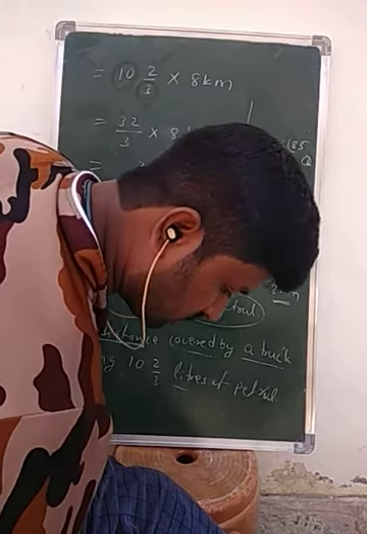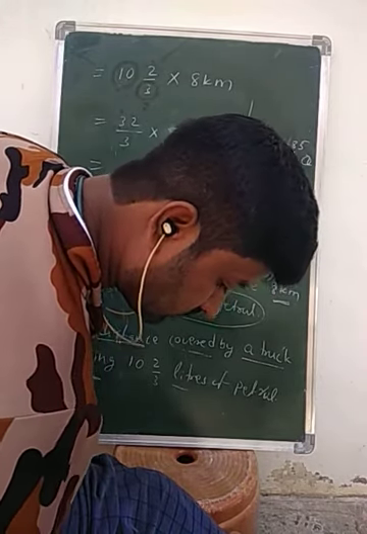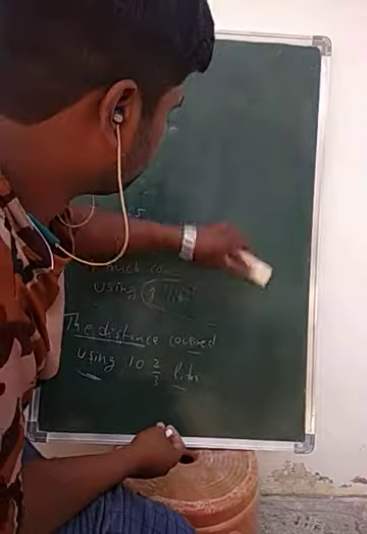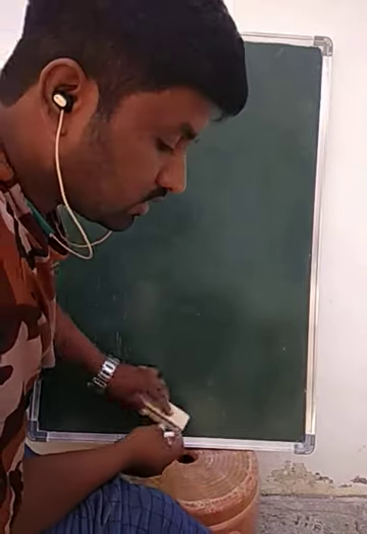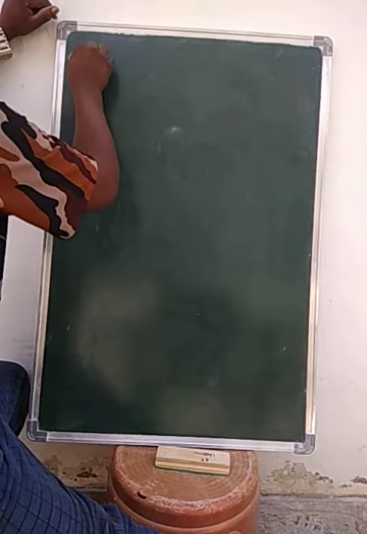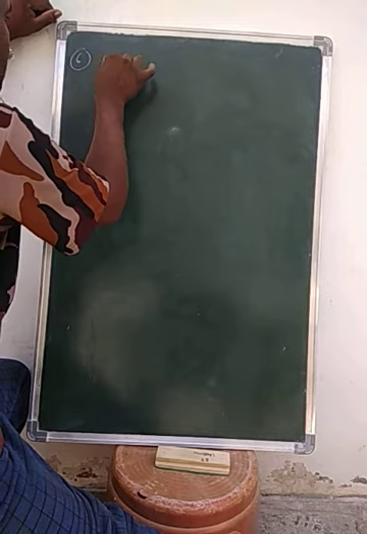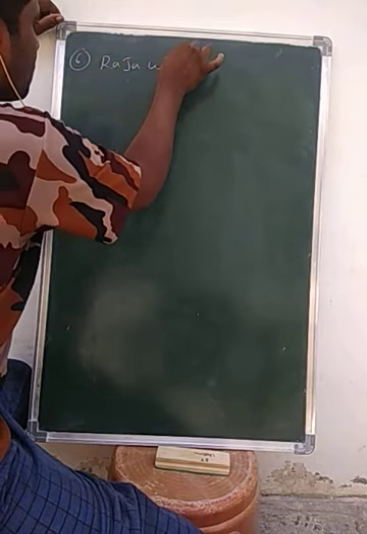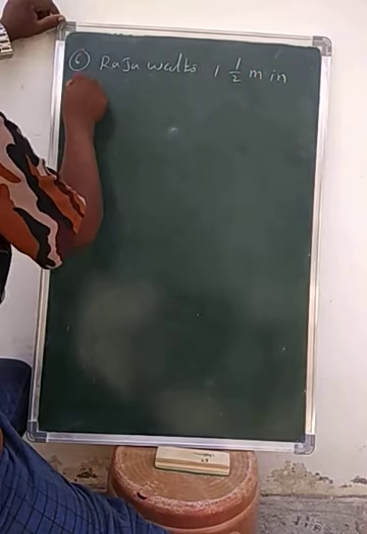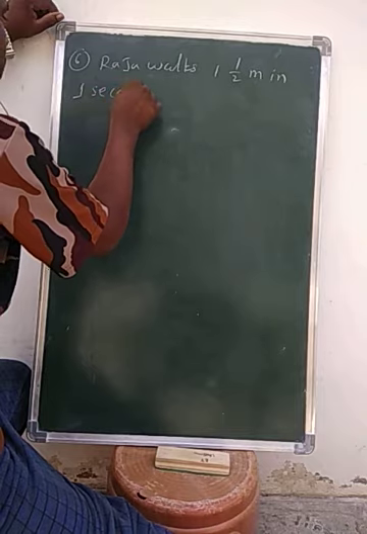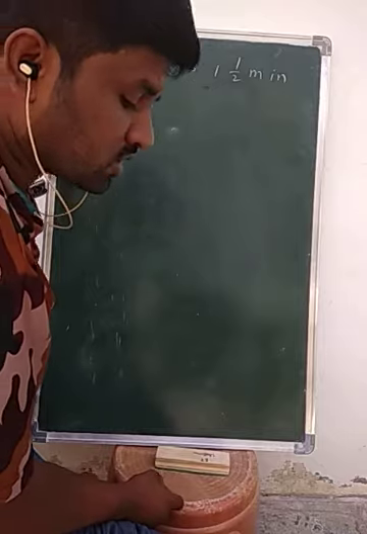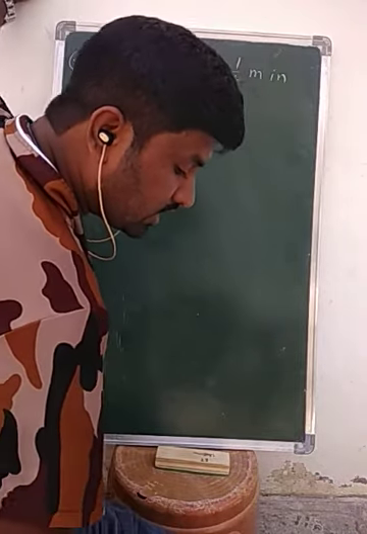Now see one more question in this. The question is given: Raja walks 1/2 meters in 1 second. Just before question is number 5, this is number 6. Raja walks 1 by 2 meters in 1 second. How much distance will he walk?